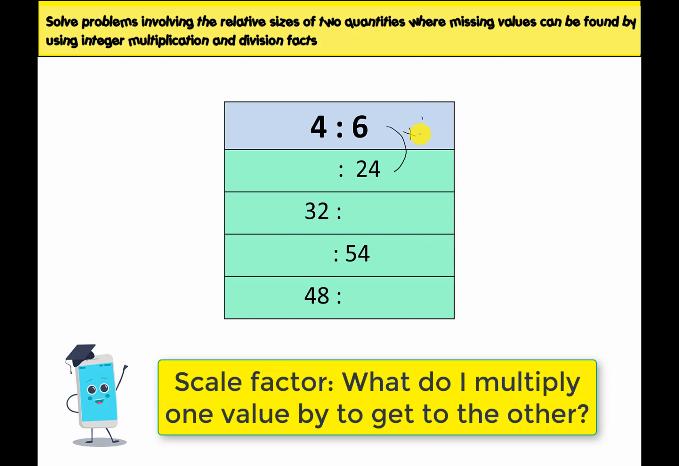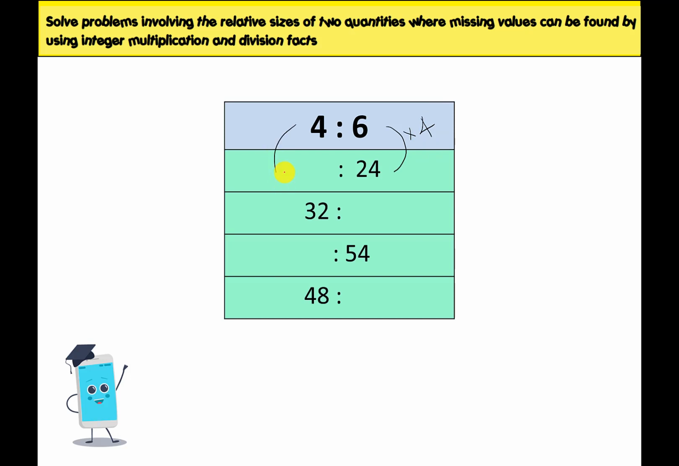Well, I multiplied by 4. I'm using my times table knowledge. So I then need to do the same thing to this side. Whatever I scale up one side, I must scale to all the parts. 4 times 4 is 16. So I have my first equivalent ratio.